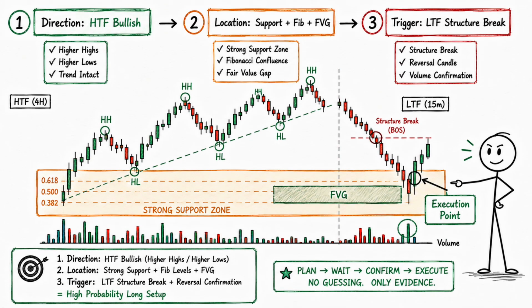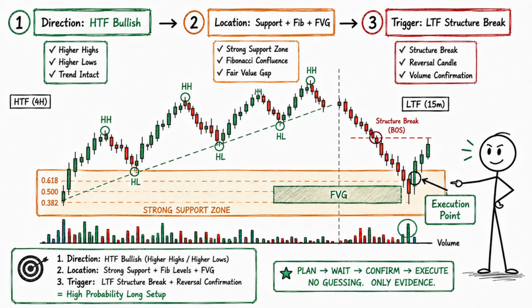The example. Let's say the higher time frame market structure is bullish. That's your direction. Price then pulls back into a major support zone that also overlaps with a Fibonacci retracement and an FVG. That's your location. Then, on the lower time frame, price sweeps a previous low and breaks short-term bearish structure to the upside. That's your trigger. Now, and only now, do you start thinking about the entry.